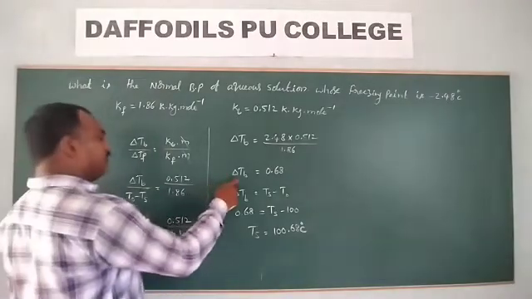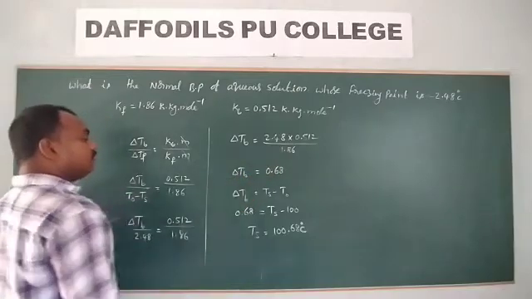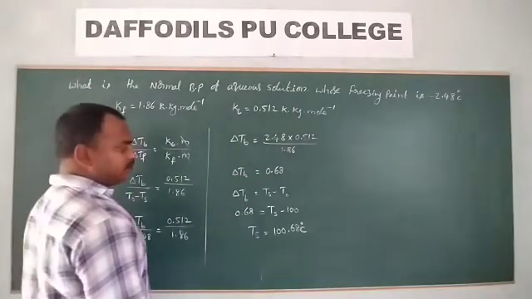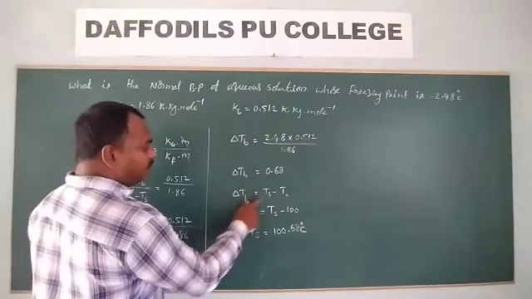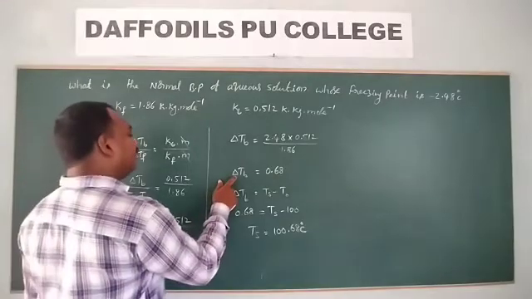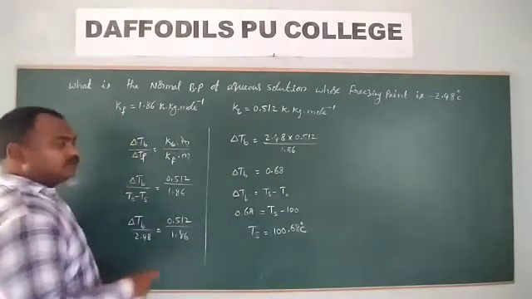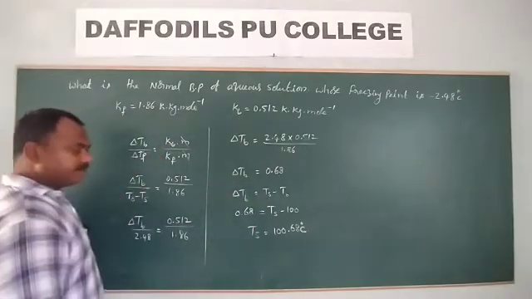On solving this by cross multiplication, we get ΔTb equal to 0.68. So we need the boiling point of the solution. Now we have calculated the elevation in boiling point. From this you have to obtain Ts.